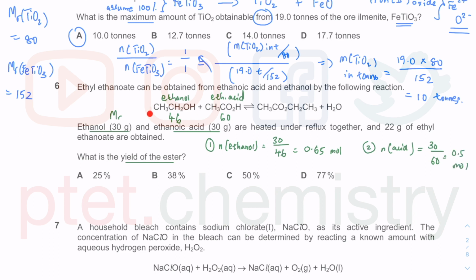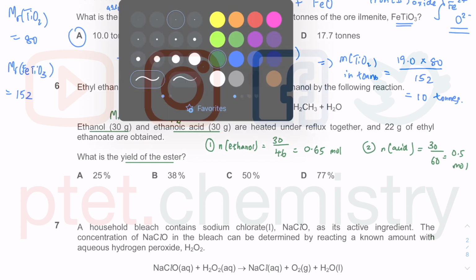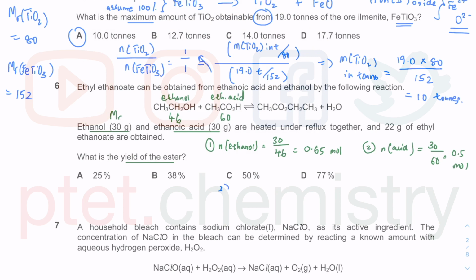As you could see, 1 mole reacts with 1 mole. If you have 0.5 mole of the acid, then you will react with 0.5 mole of the ethanol. But you have 0.65 mole of the ethanol, so you have more than whatever is required. So therefore, 0.5 mole of acid only needs 0.5 mole of ethanol, based on the 1-to-1 reacting ratio. 1 mole needs 1 mole of this.